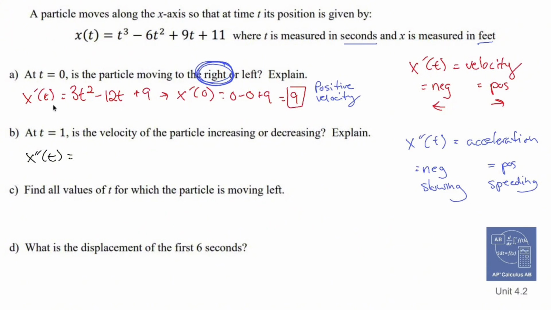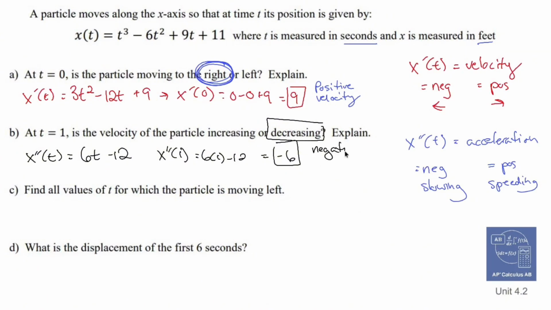If I take the derivative of x prime of t, that gets me the second derivative. Power rule gives me 3t squared becomes 6t, minus 12t becomes minus 12, and plus 9 disappears. I care about what happens at t equals 1. So x double prime of 1 is 6 times 1 minus 12, which is 6 minus 12, which is negative 6. That negative 6 indicates that I'm slowing down. So my velocity is decreasing because I have a negative acceleration. And that would be why.